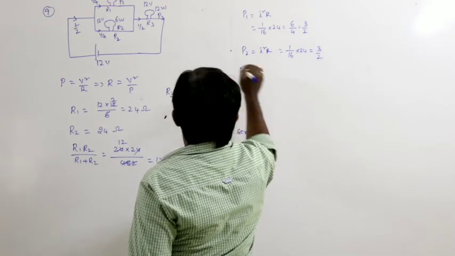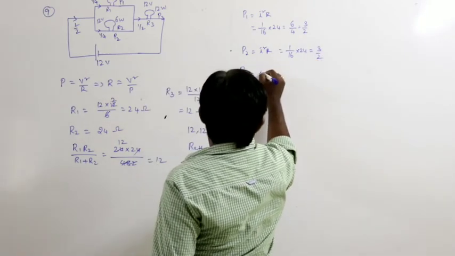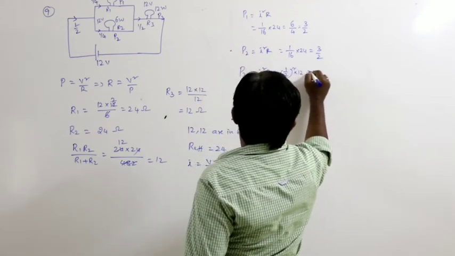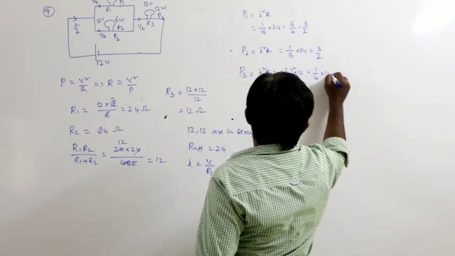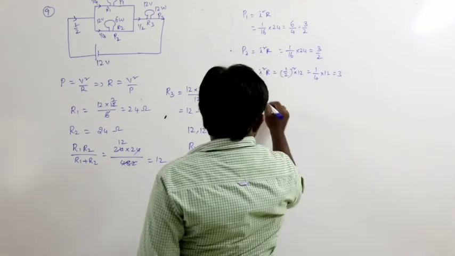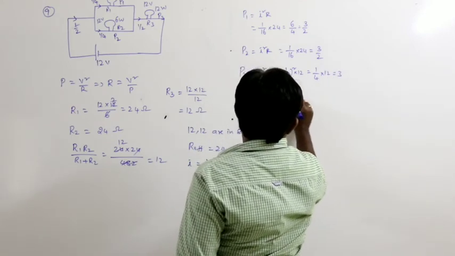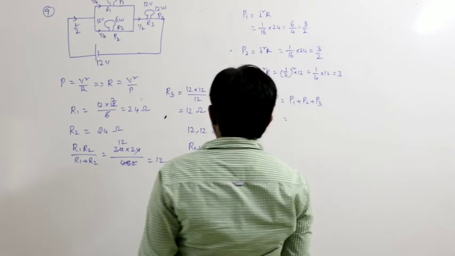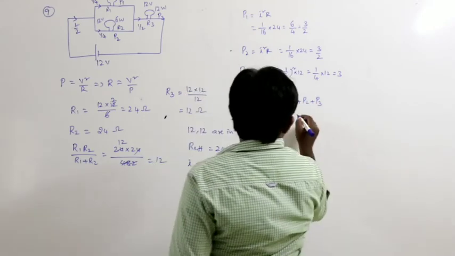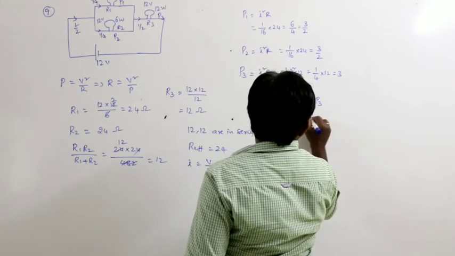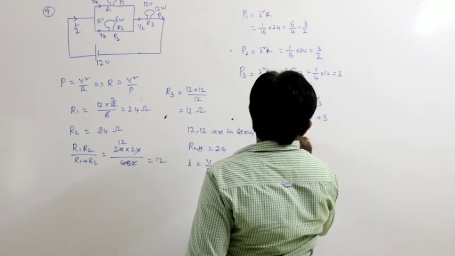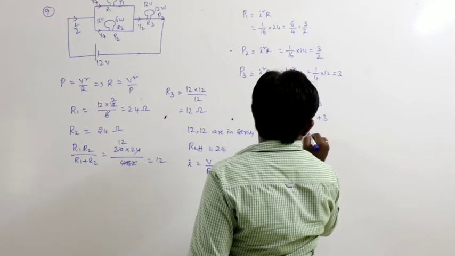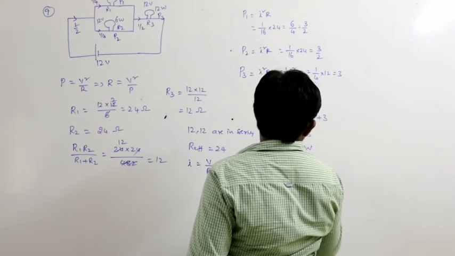And P3 is equals to I square R. Again I is 1 by 2, resistance is 12. 1 by 4 into 12, so 3. So therefore total power consumed, that is P1 plus P2 plus P3. How much is it? 3 by 2 plus 3 by 2 plus 3. So 3 by 2, 3 plus 3, that is 6 watts.